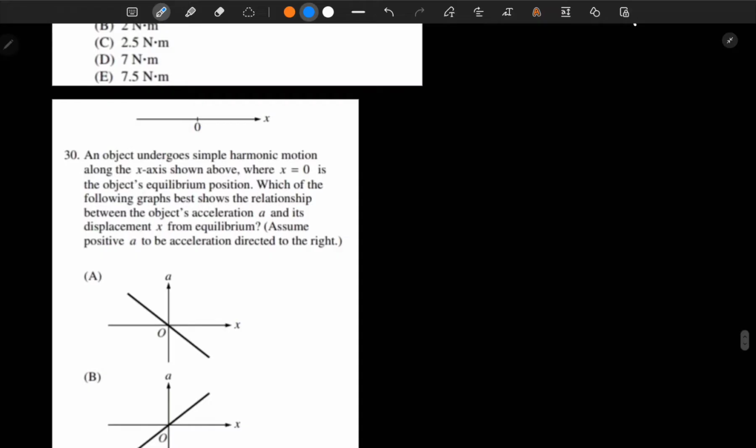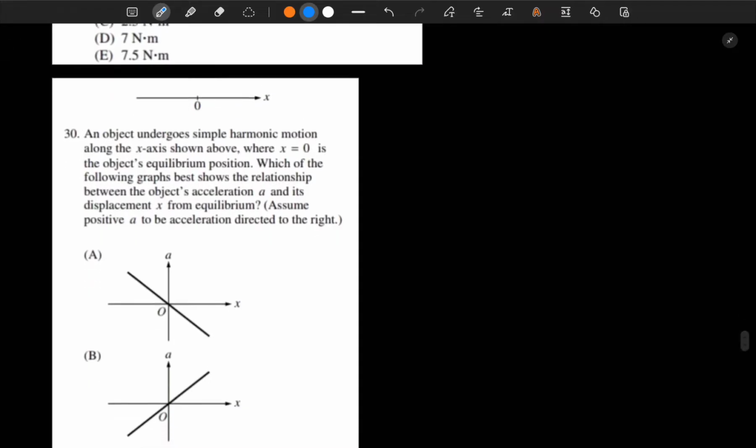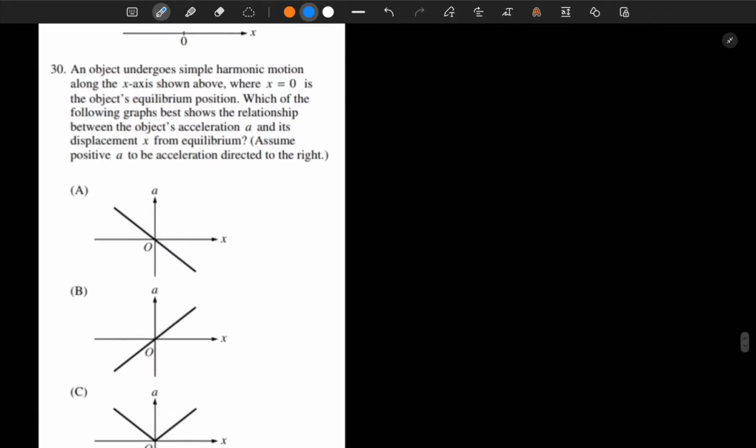Next, an object undergoes simple harmonic motion along the x-axis shown above, where x is equal to 0 is the object's equilibrium position. Which of the following graphs best shows the relationship between the object's acceleration a and its displacement x from equilibrium? Let's assume that the positive a to be acceleration directed to the right.